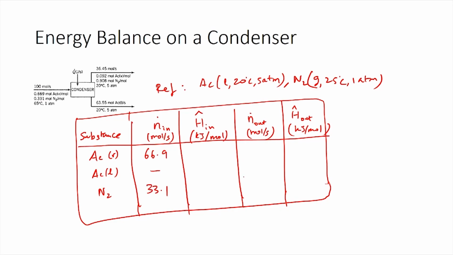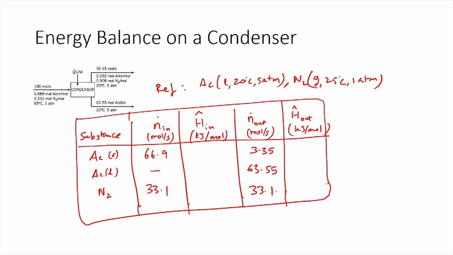So, similarly the outlet streams, you have 36.45 moles of acetone nitrogen vapor mixture leaving. So, acetone vapor leaving would be 0.092 times 36.45, which is roughly 3.35. Acetone liquid leaving is only through this stream, and we know the number of moles is 63.55. Nitrogen is not changing phase or going through any reaction here. So, whatever is entering would be leaving. So, that is 33.1 moles of nitrogen leaving.